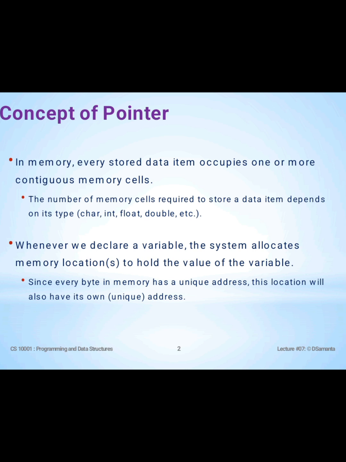In memory, every stored data item occupies one or more contiguous memory cells. The number of memory cells required to store a data item depends on its type. Example: char, int, float, double, etc. Whenever we declare a variable, the system allocates memory locations to hold the value of the variable. Since every byte in memory has a unique address, this location will also have its own unique address.